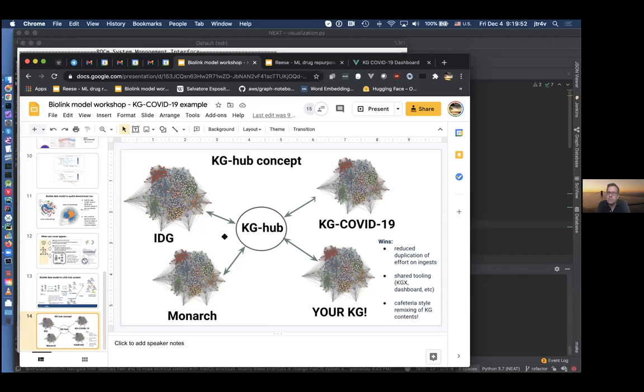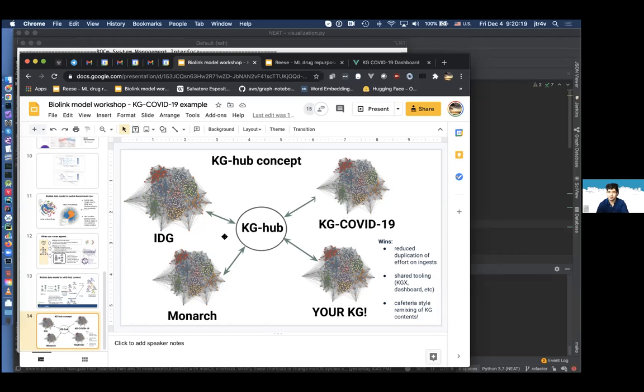You probably are going to find STRING useful. You're probably going to need PPIs. You're probably going to need drug data, gene to disease or variant disease if you're looking at cancer, and so on and so forth. So we think this is a useful architecture for allowing a lot of these wins to happen. I think I'll stop talking there, but if anybody has any questions, glad to answer them.